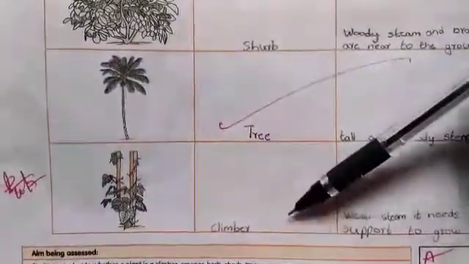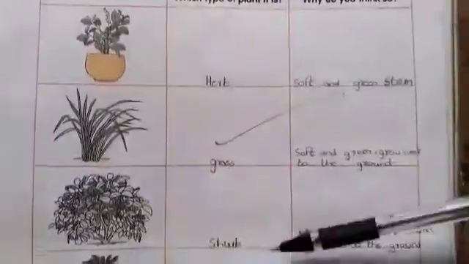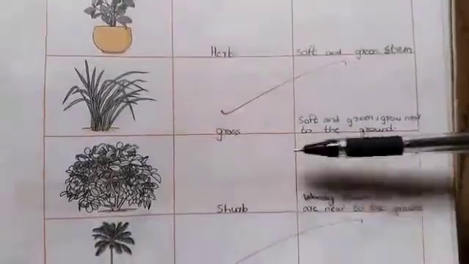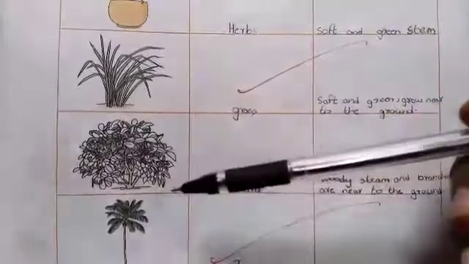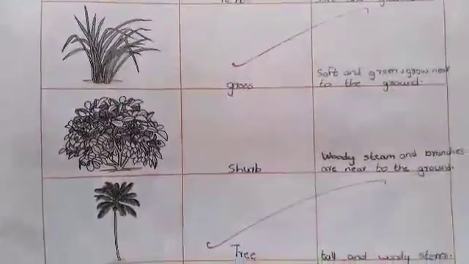Fifth one, it is a climber. It is having a weak stem and needs support to grow. So in this way you have to learn all the features of all the types of plants, children. Learn all the questions and write the 3 questions which I have given in the revision part, children.